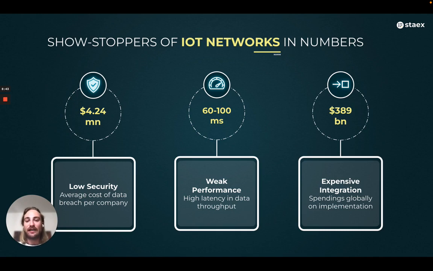And to go into the showstoppers of IoT networks in the numbers, there's massive security issues, obviously. $4.24 million is spent on average per company for data breaches. That's not a small number, and if you have critical information on your networks, especially in manufacturing, this can be absolutely devastating, and probably even a higher number for damage.